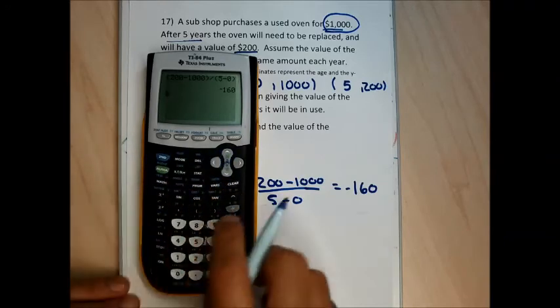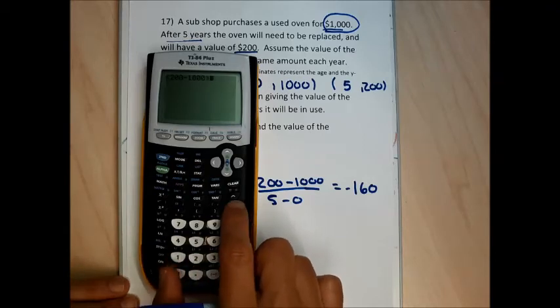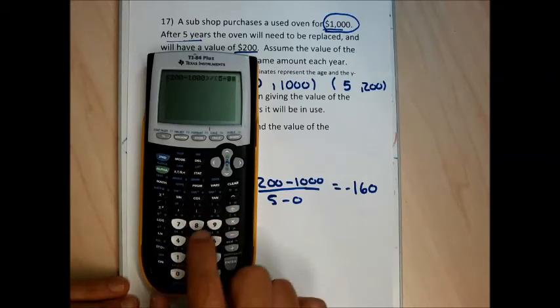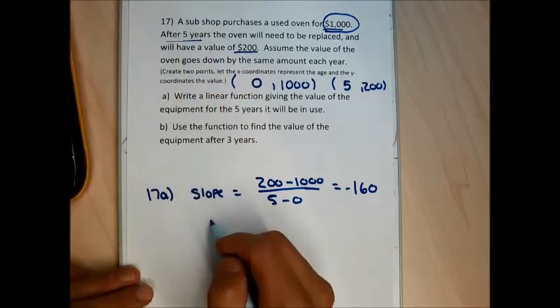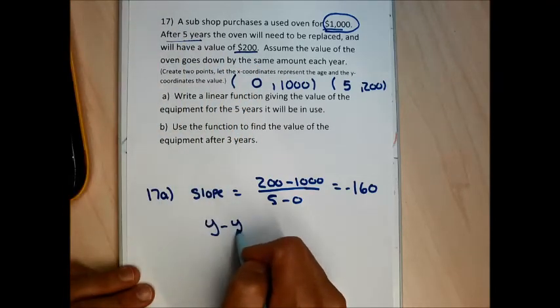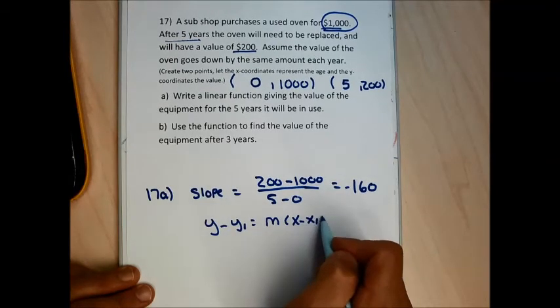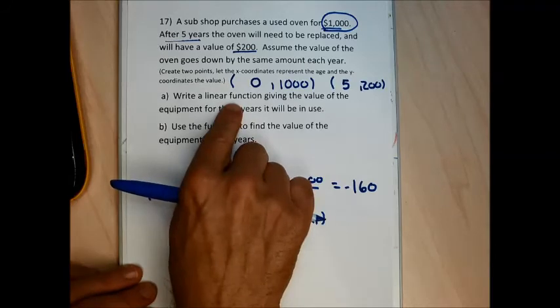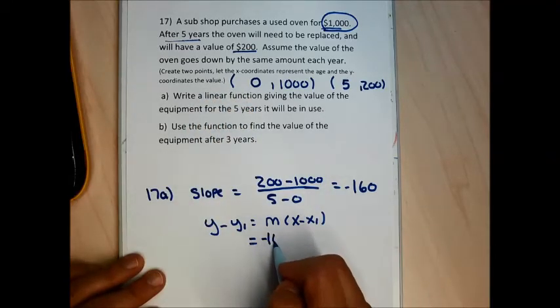Just had a hiccup, so I did on my calculator 200 minus 1,000 in parentheses divided by 5 minus 0. And that gives me negative 160 for the slope. And now I'm going to use the y minus y1 equals m times x minus x1 formula to get the equation of a line, linear functions in a line. In for the m, I'm going to plug negative 160.